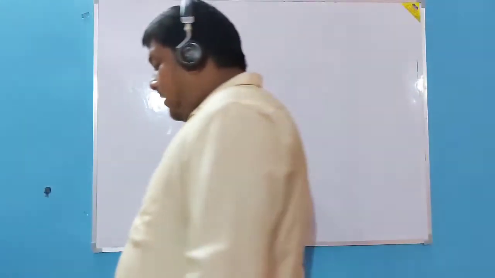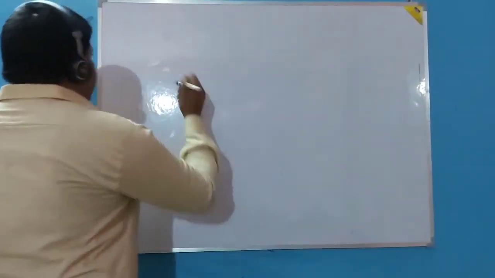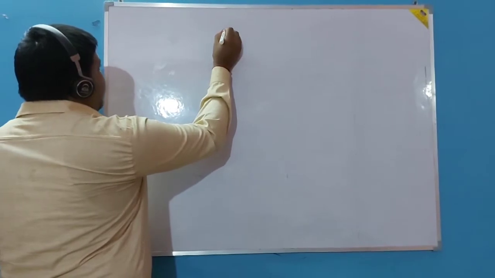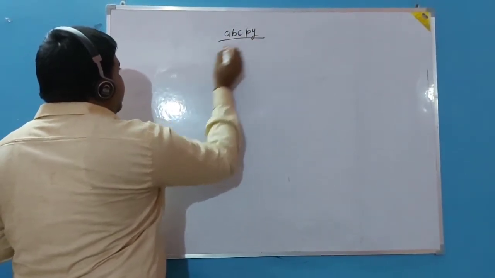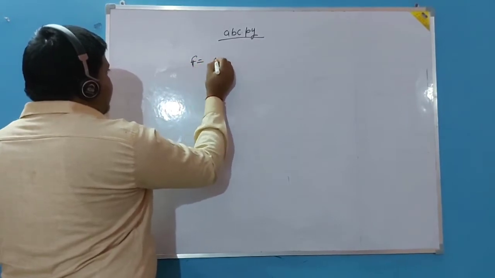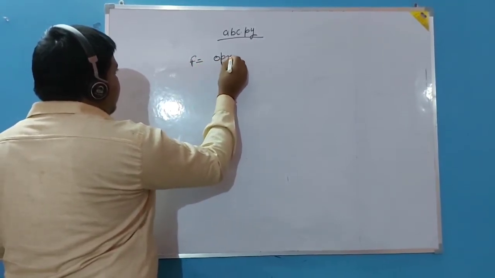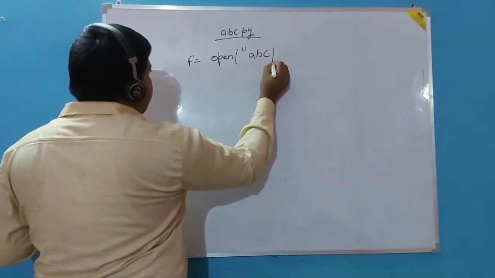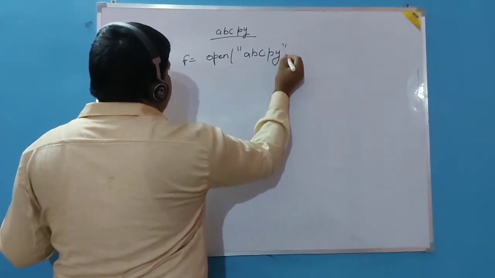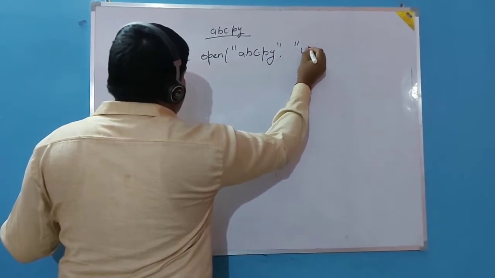So look here, to write the data, suppose I want to create abc.py file. So I will write f is equal to open, and here file name is abc.py, and I will open it in the write mode.